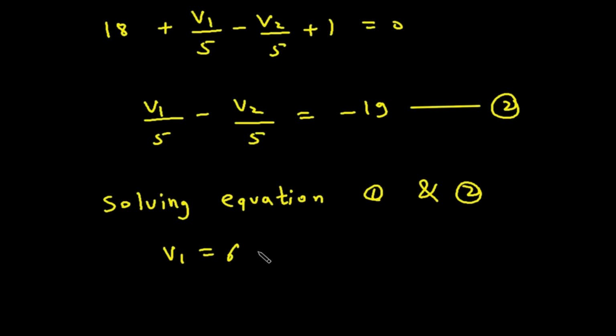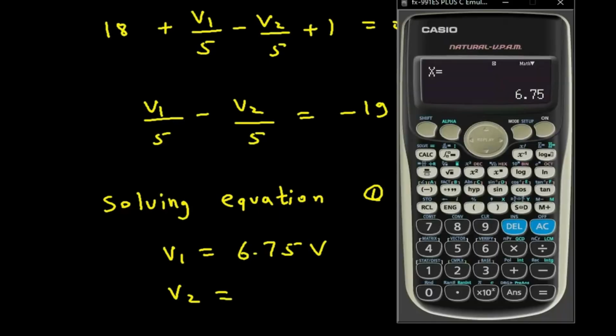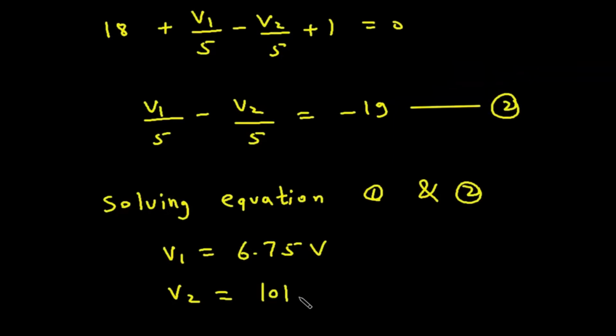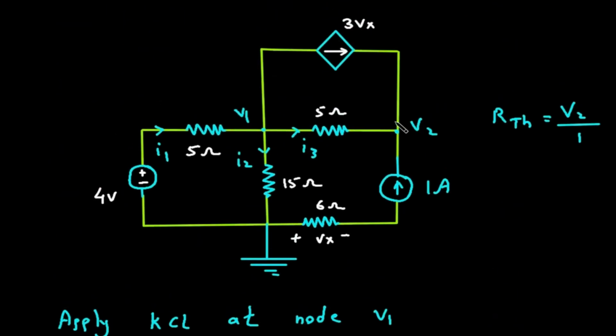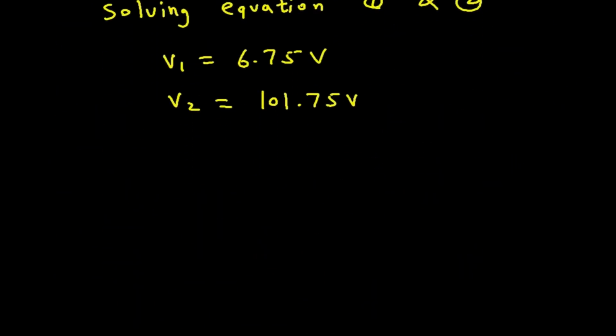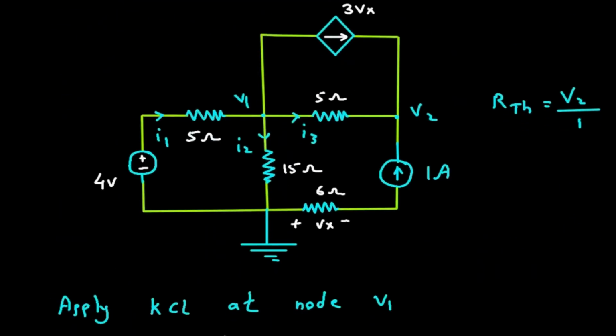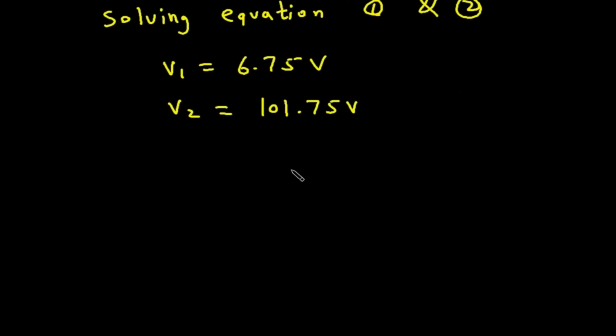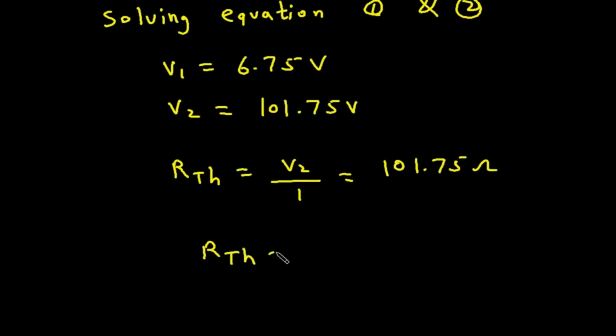V1 is equal to 6.75 volt and V2 is equal to 101.75 volt. We have to find the value of V2. So V2 is equal to 101.75. RTH is equal to V2 divided by 1. So therefore RTH is equal to 101.75 ohm.